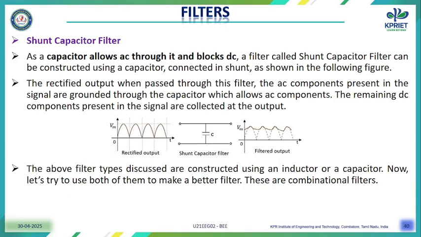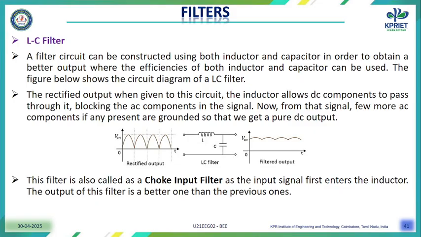The above filter types discussed are constructed using either an inductor or a capacitor. Now let us try to combine them to make a better filter. LC filter: a filter circuit can be constructed using both inductor and capacitor in order to obtain a better output, where the efficiency of both the inductor and capacitor can be used. The following diagram shows the LC filter. It consists of the inductor and capacitor connected in series, and now it's connected in parallel to the load.